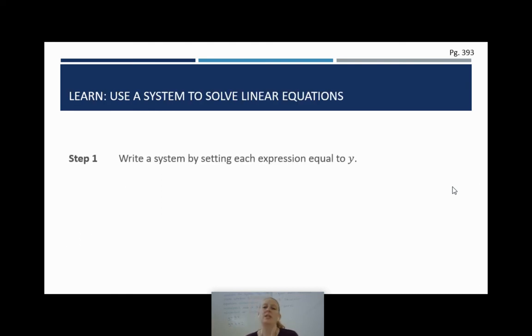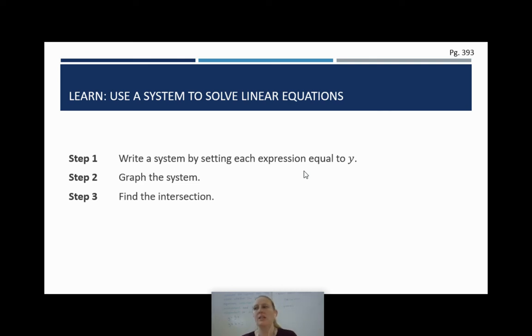All right, so here's the deal. You can actually use this trick to solve a linear equation. Like if you just have one equation and it just has an x in it, you can actually solve it by graphing it. Did you know that? You can write a system by setting each expression equal to y, and then you can graph that system and find the intersection. Let me show you what I mean. This is such a cool trick.